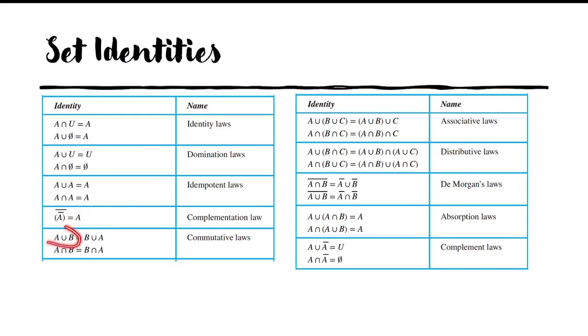Okay, and A union B is the same as B union A. So the commutative law holds in set operations. It doesn't matter in which order you do it. Same thing with the intersection. A intersect B is equal to B intersect A.